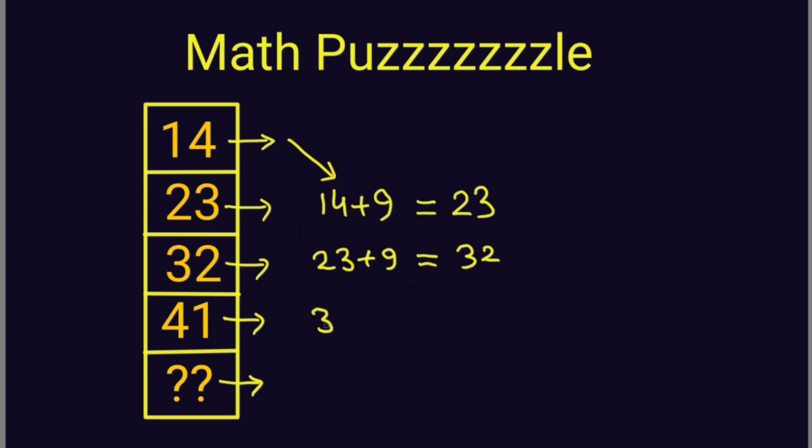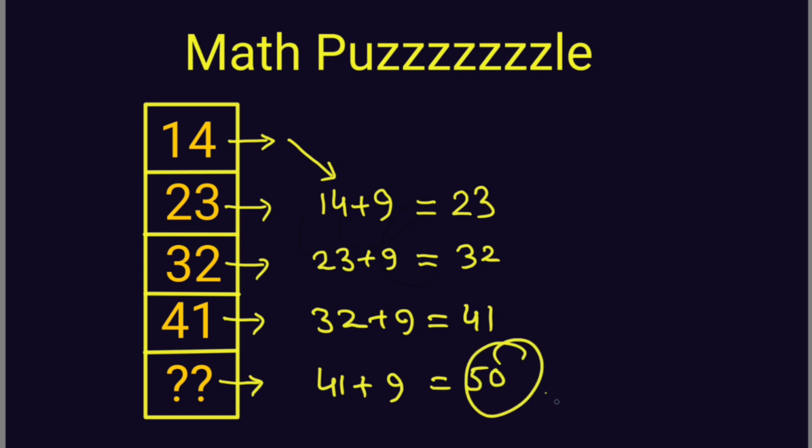32. Now 32 plus 9, we will get 41. And finally, 41 plus 9, it will be 50. So 50 will be our answer.